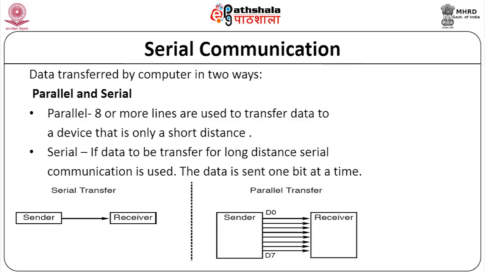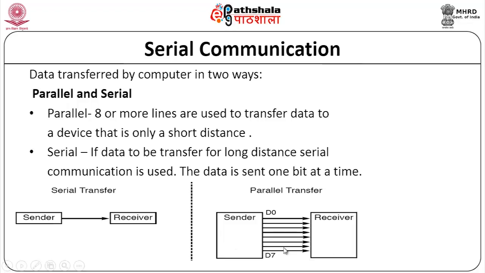When I am looking at a communication, I will be sending from one place, maybe the sender, to the receiver. If I am sending through only one line, that means bit by bit, then I will call that a serial communication. And when the data is sent in parallel, that means all the bits of a single word are sent at a time from sender to receiver, then I will say it is a parallel communication.